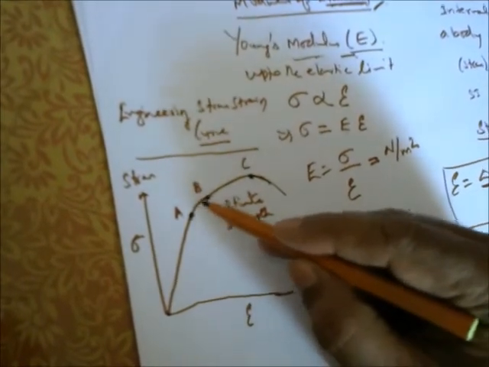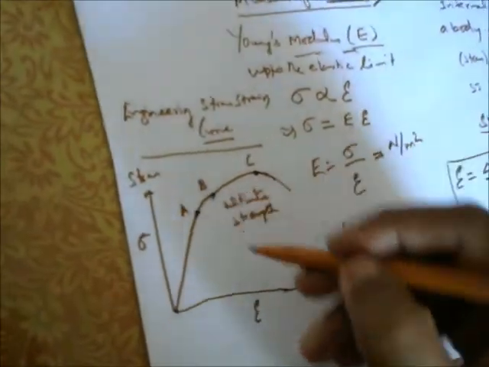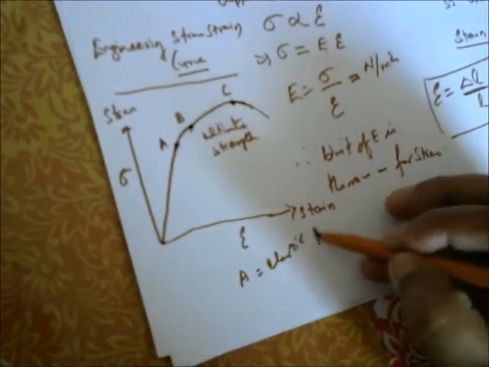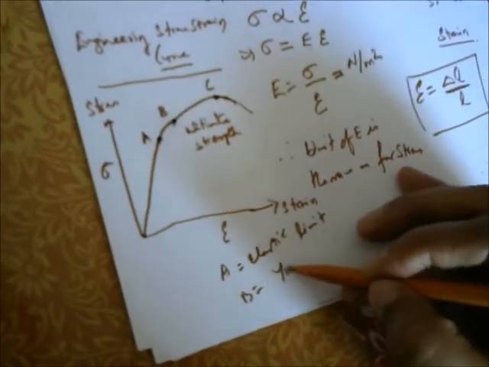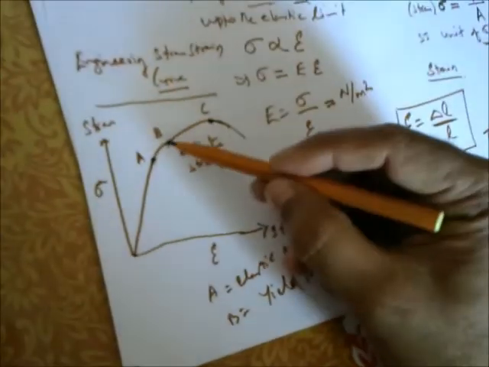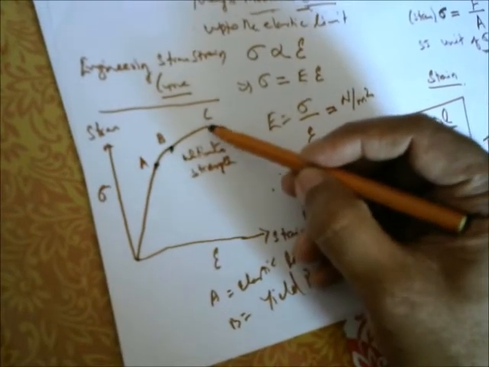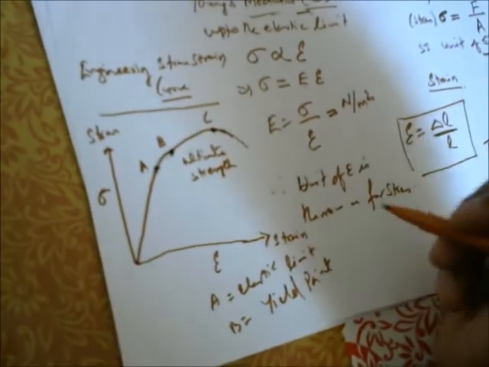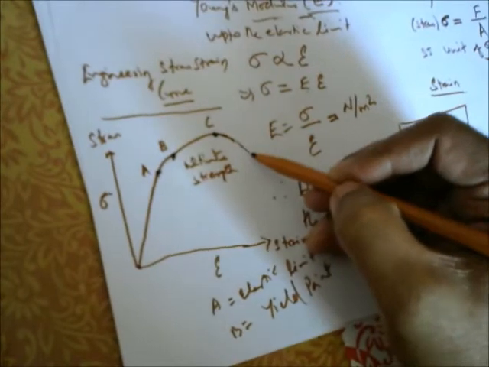Okay, so the rate of deformation will be faster in this region after A, up to A, which is elastic limit. Okay, A is elastic limit, whereas B is yield point. So that much deformation has not taken place up to B, but from B it will be much faster. With little stress, the strain will be increasing at a higher rate. And after C, the material will fail.